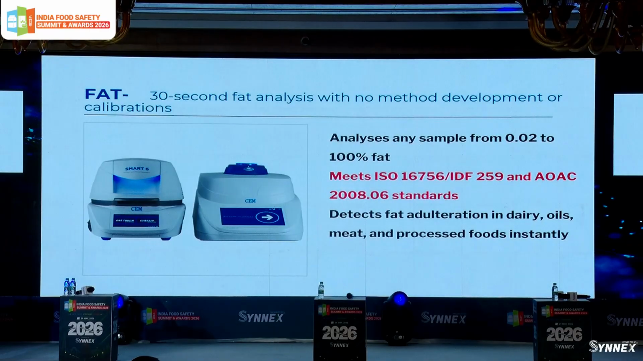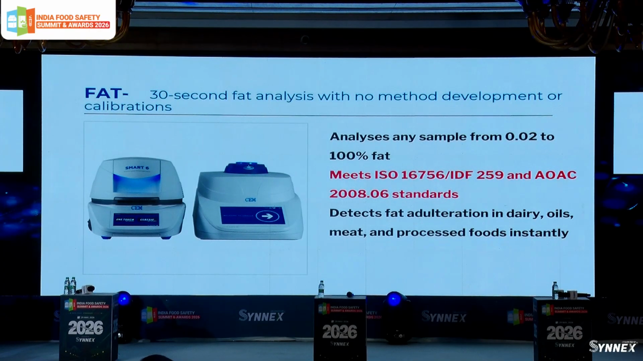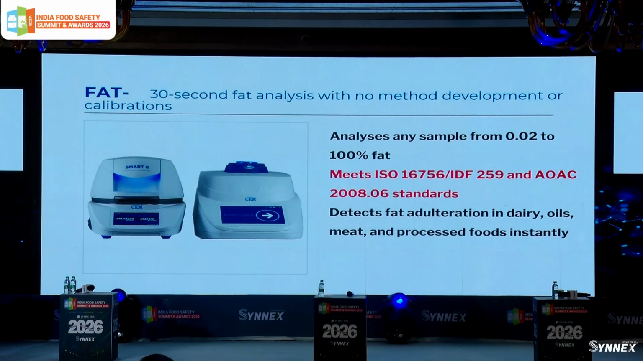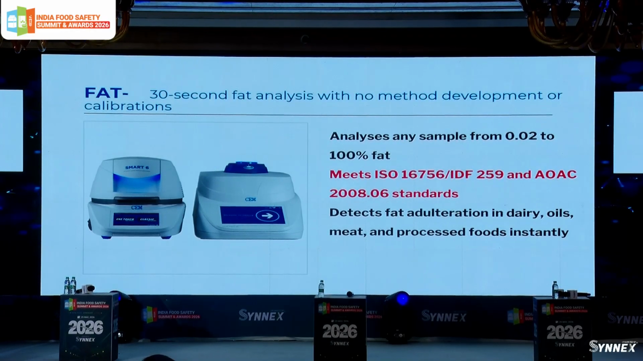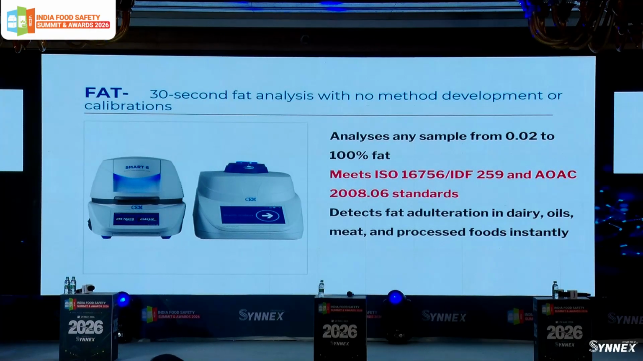So this is a very important machine called TD-NMR, nuclear magnetic resonance. It will give you the total fat within 30 seconds, and most importantly, it is approved by ISO 16756 and AOAC 2008.06 for meats as well as milk products.